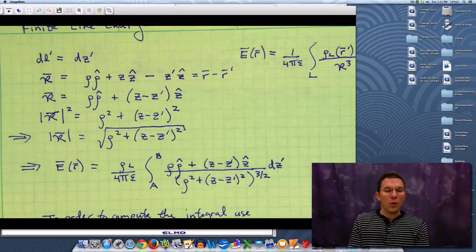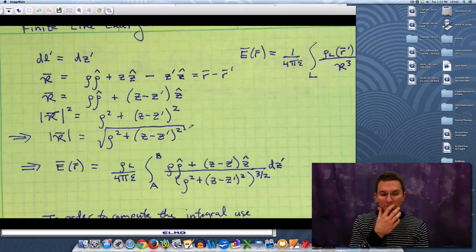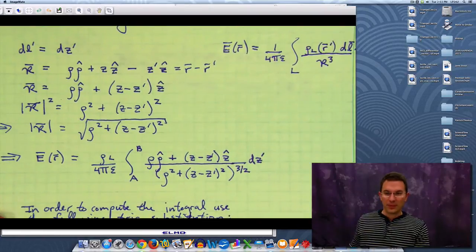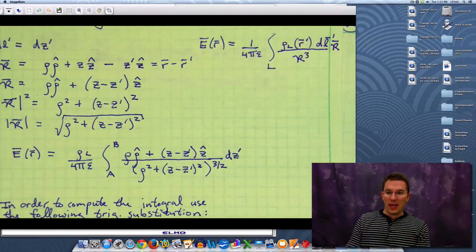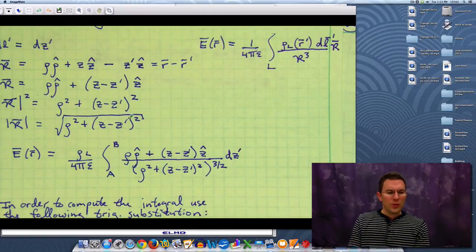Another term we need in this equation is the magnitude of capital R. The square of the magnitude is just the sum of the squares of the components. From this component we get rho squared, and from this component we get z minus z prime squared. Therefore the magnitude is the square root of those two squares, just like that. Now we're in a position to come back here and substitute in for each of these terms in our original most general expression.